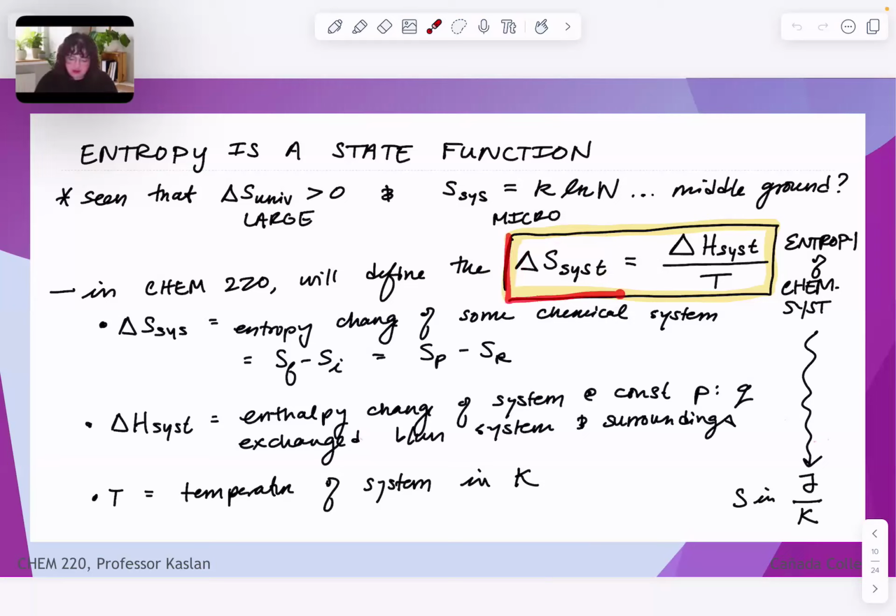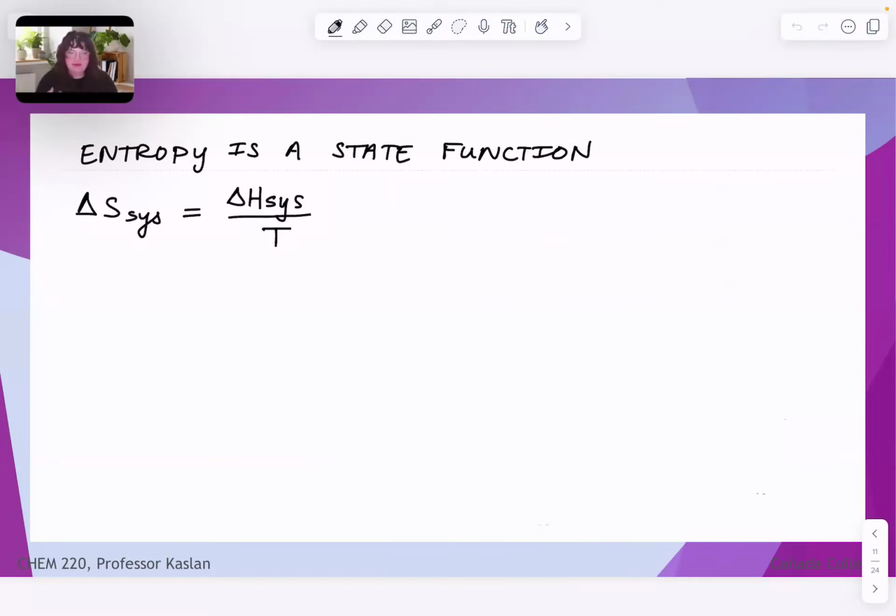So I've called this slide "entropy is a state function" because I want to remind us about what it means to be a state function in the first place. This is the definition that we saw in our prior slide, right? The change in entropy of a chemical system, meaning from reactant to product, is equal to the change in enthalpy of that chemical system, or the heat of that chemical reaction, divided by the temperature at which the reaction occurred.